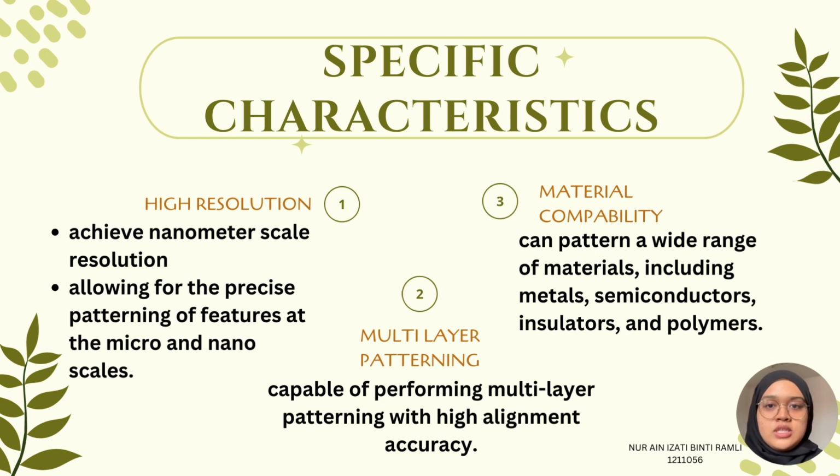First, high resolution. Electron beam lithography can achieve nanometer scale resolution, allowing for the precise patterning of features at the micro and nanoscale. Next is multi-layer patterning. It is capable of performing multi-layer patterning with high alignment accuracy. And last is geometrical capability. It can pattern a wide range of materials including metals, semiconductors, insulators, and polymers.